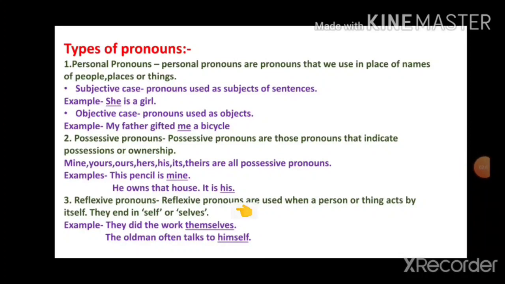Reflexive pronouns. Reflexive pronouns are used when a person or thing acts by itself. They end in self or selves. When the subject is singular in number, we will use self. And when the subject is plural in number, we will use selves. Like, I did the work myself. Here in this example, they did the work themselves, because here they is plural. That's why I've written themselves. The old man often talks to himself. So these are reflexive pronouns.